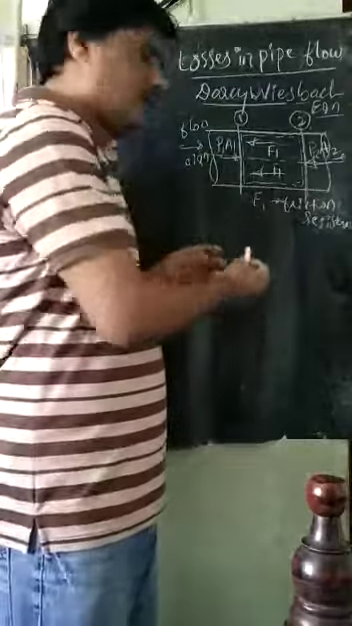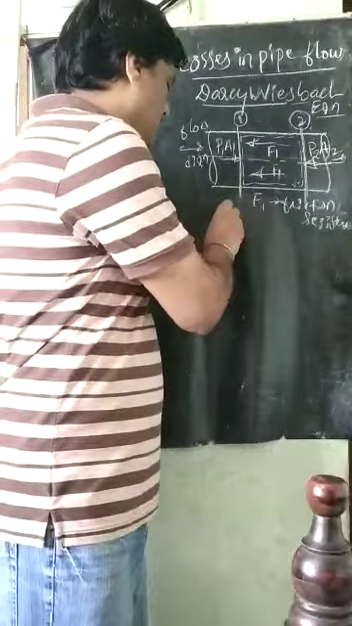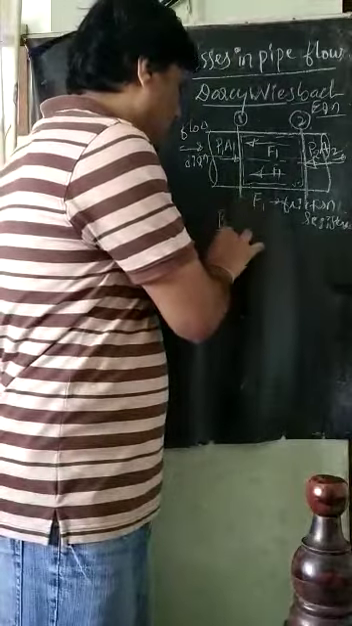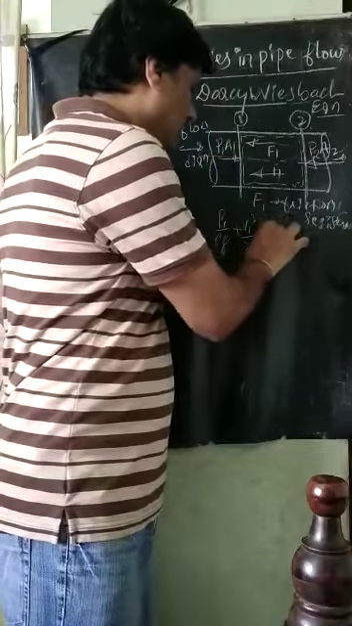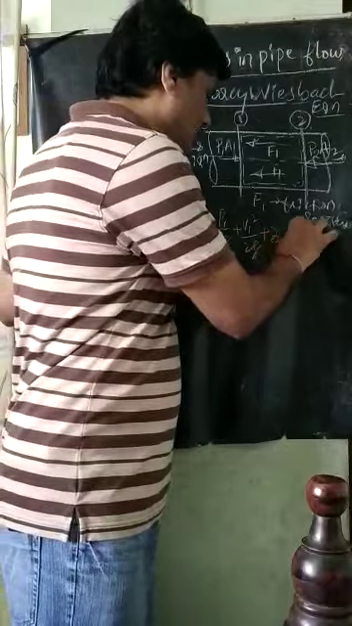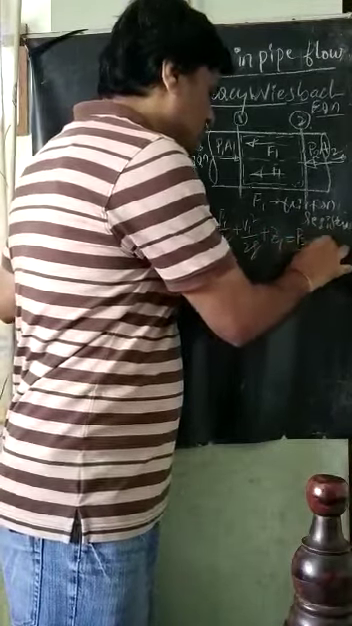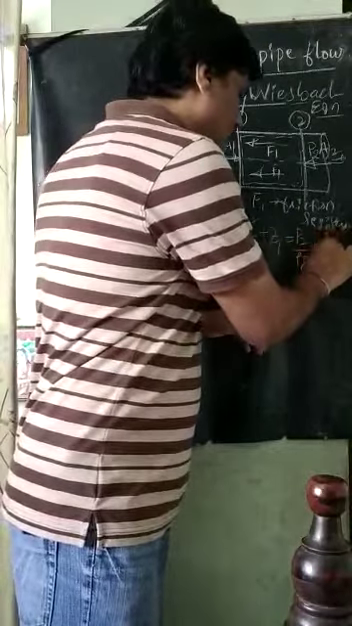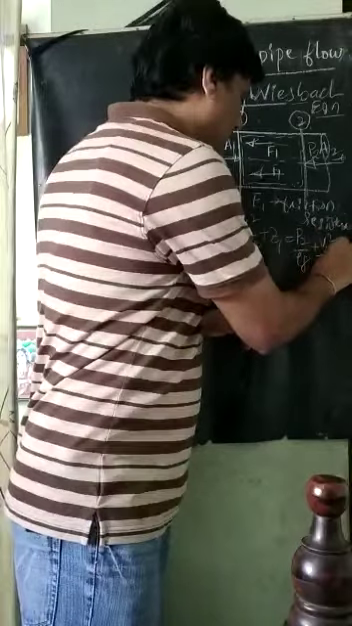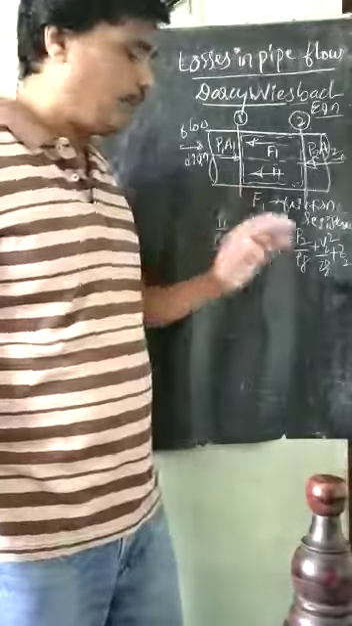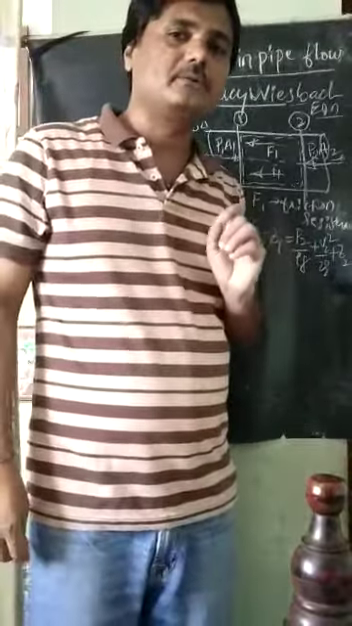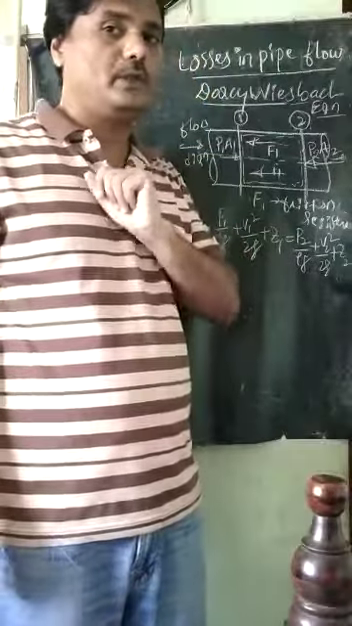But how to apply? As we know already, for section 1, P1 divided by rho g plus V1 square divided by 2g plus Z1 is equal to P2 divided by rho g plus V2 square divided by 2g plus Z2 here. This is how we are applying Bernoulli's equation for section 1 and 2 here now.